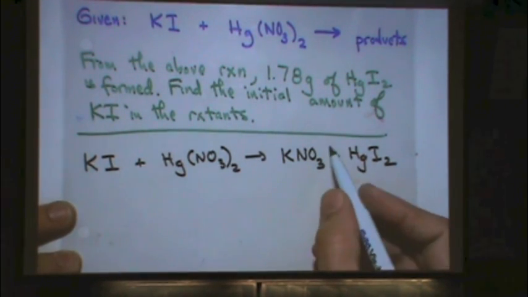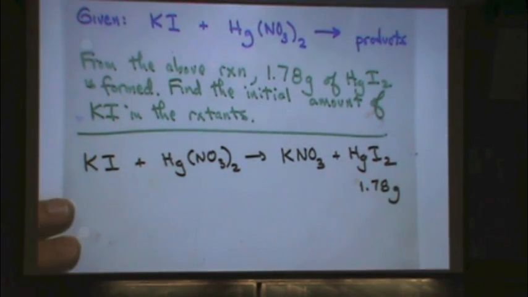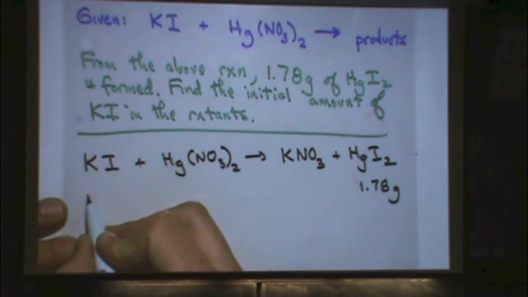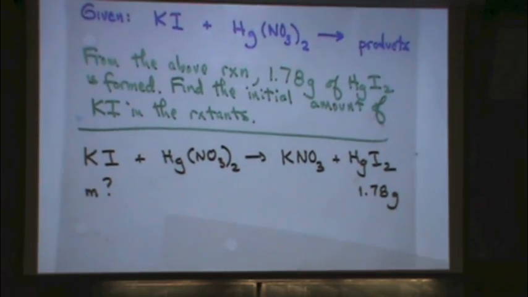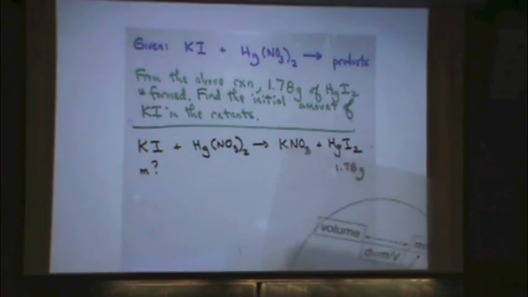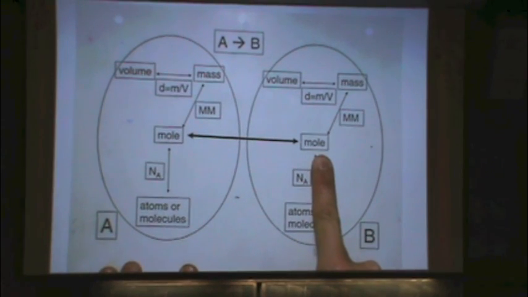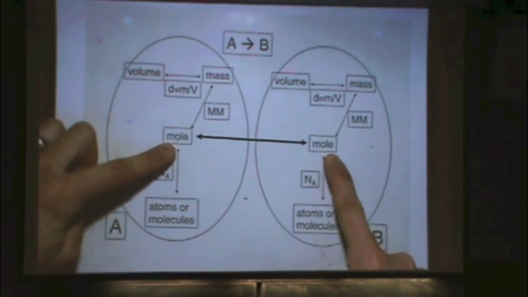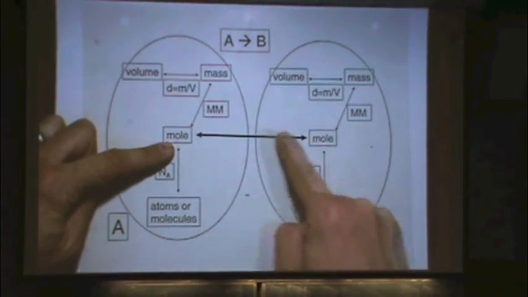Now, underneath, I write down what I'm given. I'm given 1.78 grams of this, and I write down what I want. I want the initial amount or mass of potassium iodide. So I'm going to start with what I have and go to what I want. Let me explain that in two ways. First, visually, I have the mass of the products. I'm going to convert that to moles. I'm going to use a molar ratio to go to moles of the reactant. And I'm going to use the molar mass to go to mass. So I'm going to go in this path right here. That's the global kind of picture.